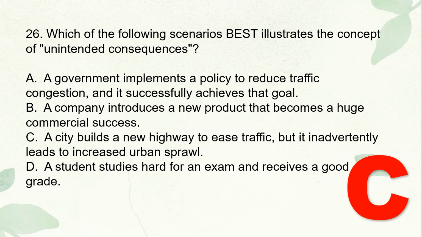The best answer is letter C. We are talking about unintended consequences, and these are outcomes that are not foreseen or intended by the actions taken. Like, for example, in this situation for letter C, the highway example shows how a well-intentioned policy, like reducing congestions, can lead to unexpected and potentially negative outcome like urban sprawl. So that's the best answer.